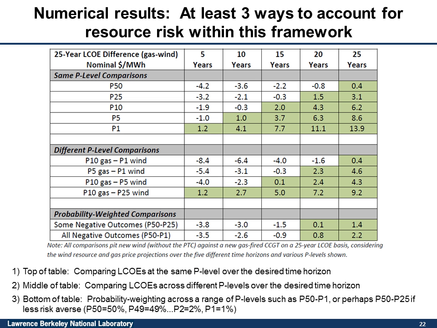For example, if you compare the top and bottom rows of the table, you can see that on a straight P50 basis over a 20-year time horizon, wind without the PTC is $0.8 per megawatt hour more expensive than gas. But when you probability weight across the full P50 to P1 range of outcomes, as shown in the bottom row, wind is actually $0.8 per megawatt hour cheaper than gas.